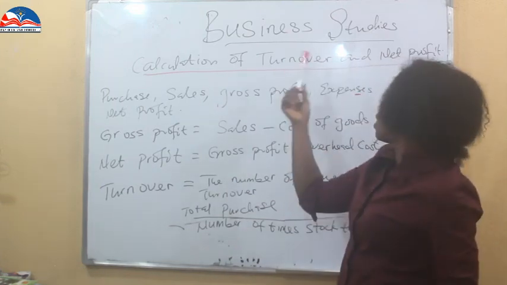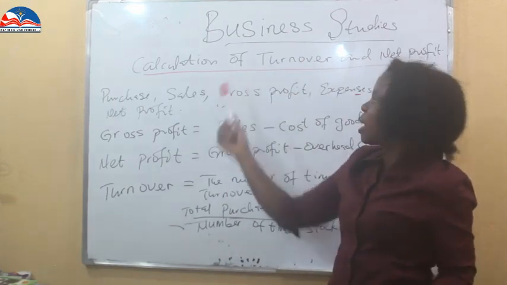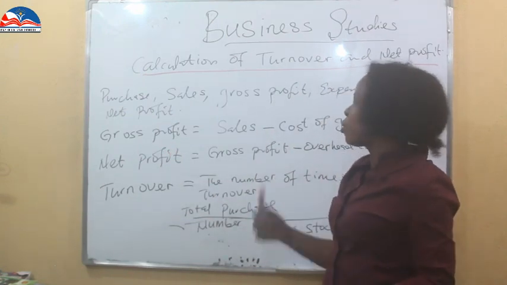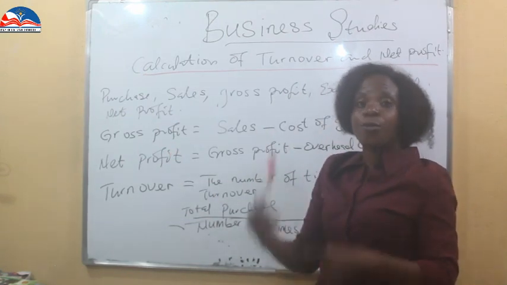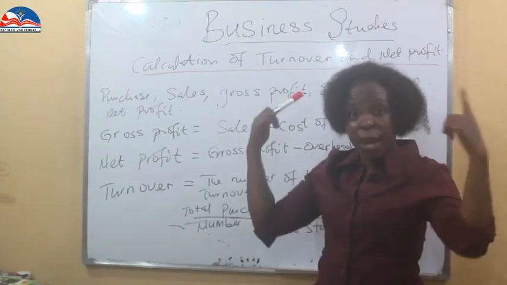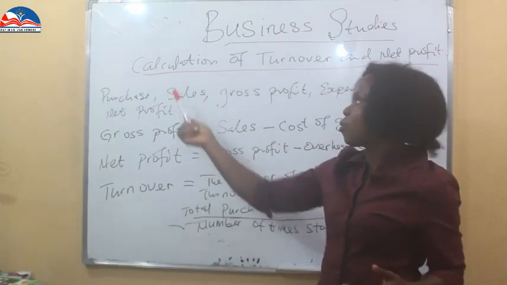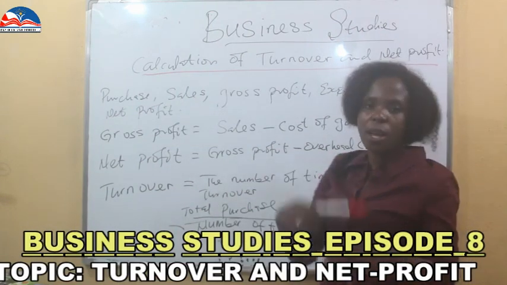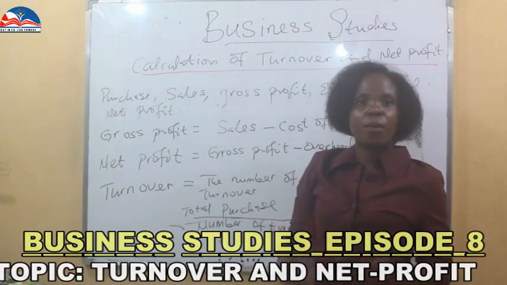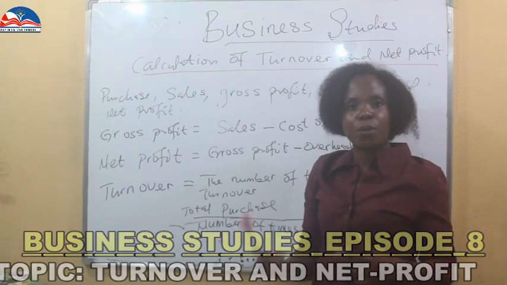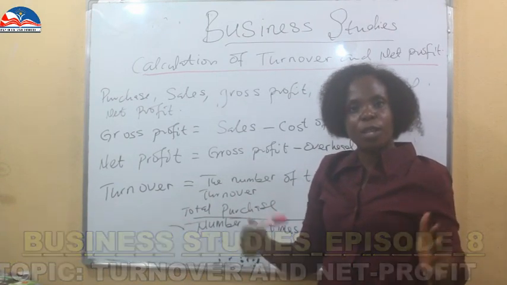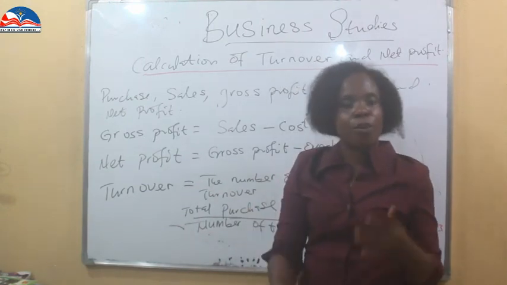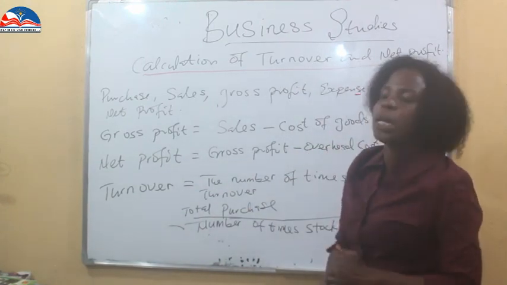So we have seen how we can calculate our net profit and our turnover. Our net profit is our gross minus our costs of carrying and other things, which is overhead costs that come from sales and purchase. And then turnover, how many times did I stock, how much profit did I make over this period, divided by the number of stock period. That gives me my total profit per stock.